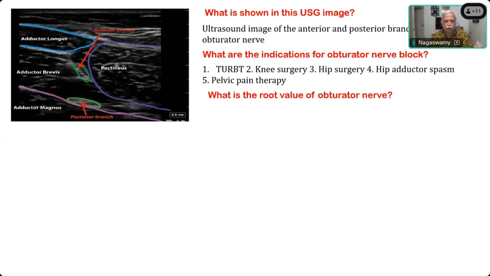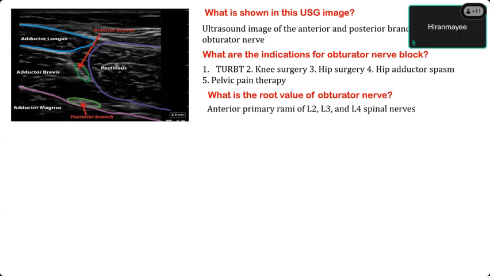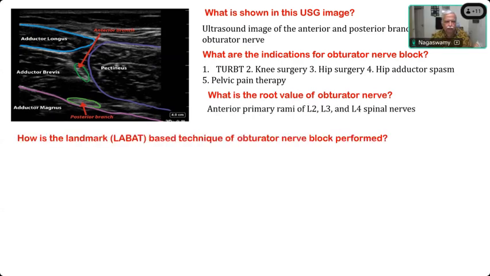What is the root value of the obturator nerve? L3, L4, L5, sir. Very good. L2, L3, L4. How is the landmark based technique of obturator nerve block performed? It's also called the Labat technique. Last week we saw the sciatic nerve also by the Labat technique. So position the patient supine with the limb to be blocked a little abducted. That is the first point.